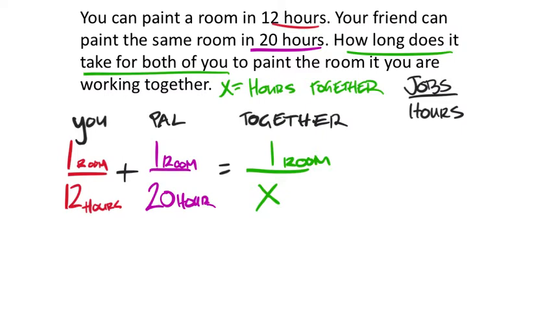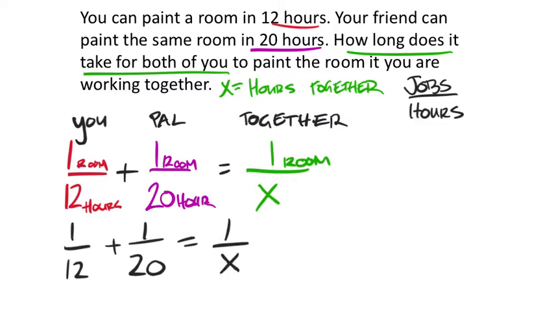Now, so here's what I'm going to do. I'm going to rewrite the equation, okay, just without any of the labels. So it's 1 over 12 plus 1 over 20 equals 1 over x. Now remember, just like we saw last lesson, it's an equation with a variable, particularly in the denominator, right? So what we would like to do here is get rid of all of the denominators so we can rewrite the equation without any denominators.